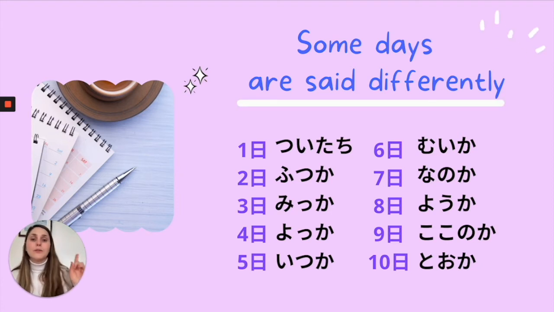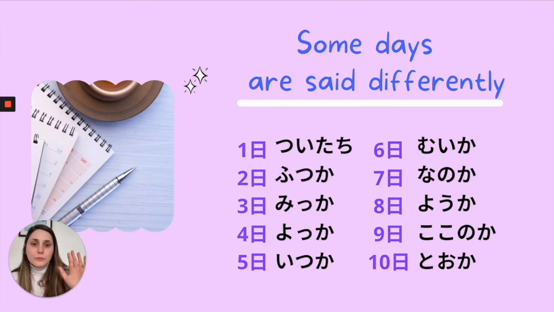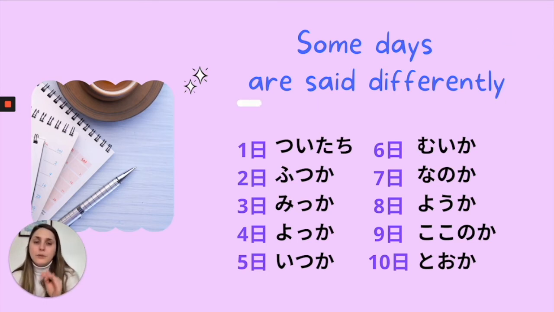So day 1, the first is 1日. Day 2, 2日. Day 3, 3日. Day 4, 4日. Day 5, 5日. Day 6, 6日. Day 7, 7日. Day 8, 8日. Day 9, 9日. And day 10, 10日.